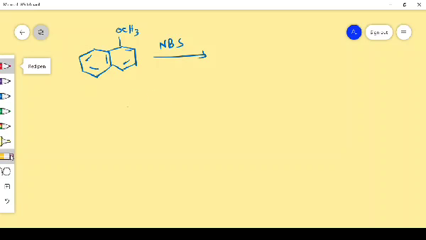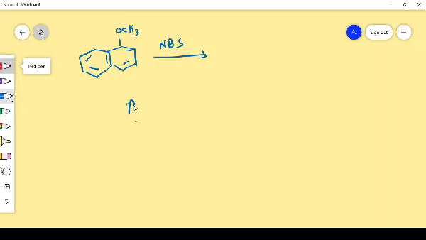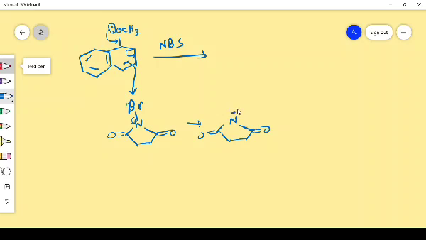So let's say I have NBS like that, and this is Br. It's a very interesting reaction. We all know that NBS is nothing but the source of bromine. Now this is an electron donating group, and this double bond will attack this bromine, and this bond comes out. So you are getting a stable intermediate which can facilitate the reaction in this manner.